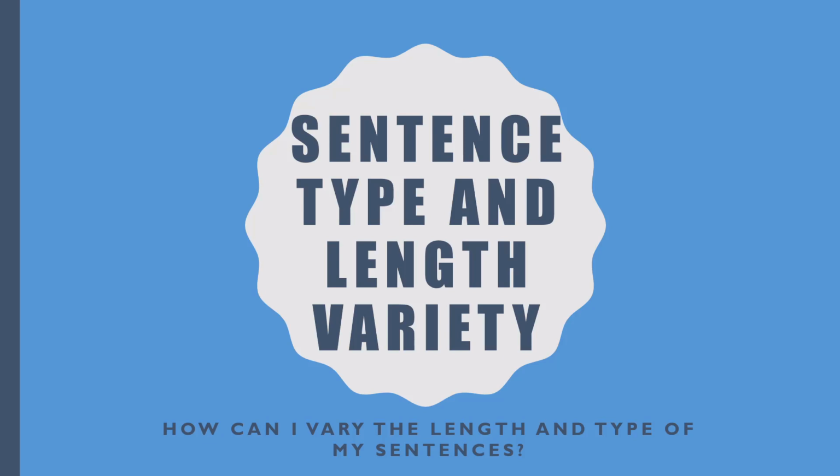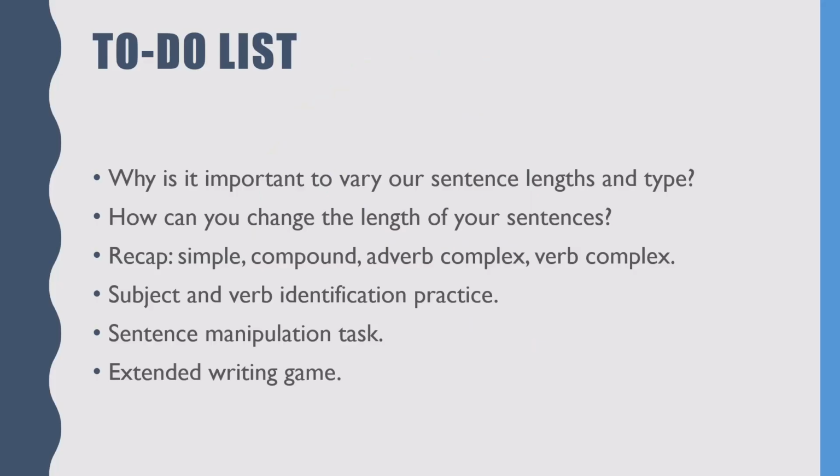So the learning objective today is how can I vary the length and type of my sentences. So we're going to look at sentence types, we're going to look at sentence lengths, and we're going to look at why it's important to keep these varied in your writing and also how to actually do that. Okay, so this is what we're going to try and do.